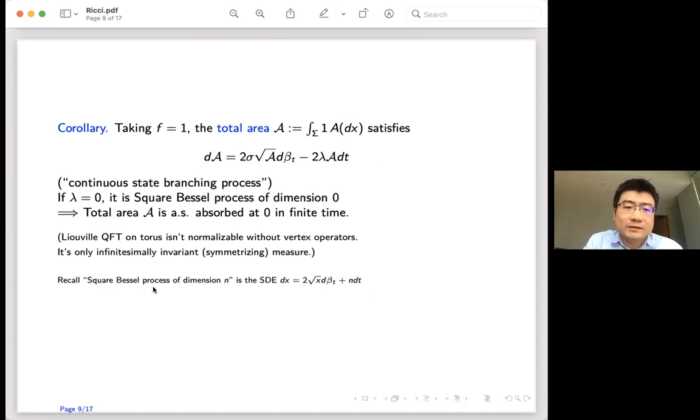Well, the square Bessel process is essentially, if you take an n-dimensional Brownian motion and look at the distance of the Brownian motion from the origin. Right? So if n is equal to one, then it hits the origin infinitely many times, right? And if n is two or larger, then it never hits the origin. And actually, once you have this SDE, you can take n to be any real number. And if n is equal to zero here, then the total area is going to be almost surely absorbed at zero in finite time.